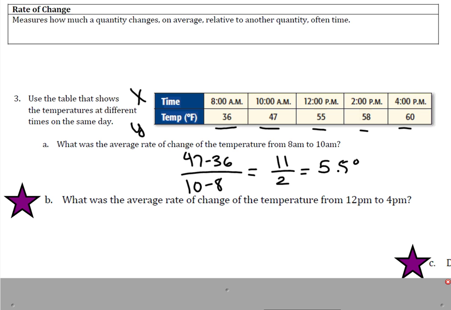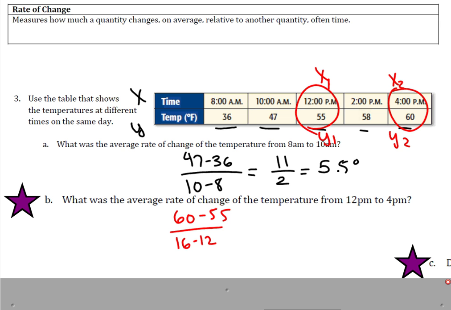So what's the average rate of change from noon to 4? Noon to 4, you're taking this one and this one. I'm going to take 60 minus 55. I'm calling this my y2 and this my y1, obviously, and this is x2 and x1. Then I'm going to go 4 minus 12, but it's really 16 minus 12 if you go military time. But in this context, that's the way I want it because it's going to be a positive change. So you have 5 over 4, so you're going to have 1 1/4 degrees per hour over that time.